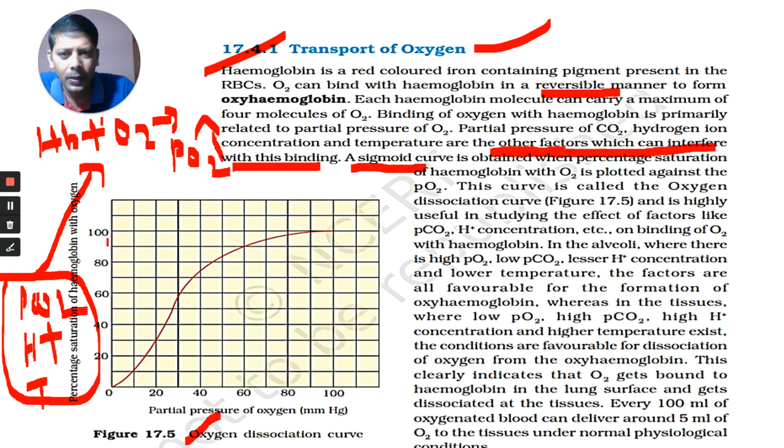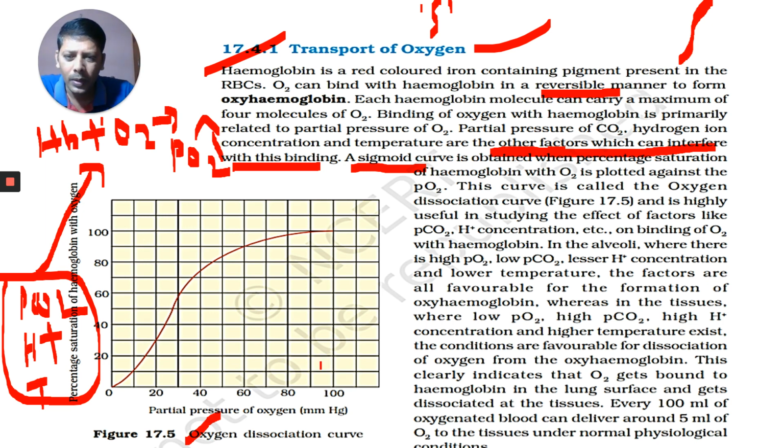A sigmoid is in the shape of the letter S, like the letter sigma in the Greek alphabet. In the Greek alphabet, there are so many letters: alpha, beta, gamma, theta, delta, epsilon, and one of the letters is sigma. As it appears like the Greek letter sigma, it is named the sigmoid curve. The oxygen dissociation curve is S-shaped, or a sigmoid curve is obtained.